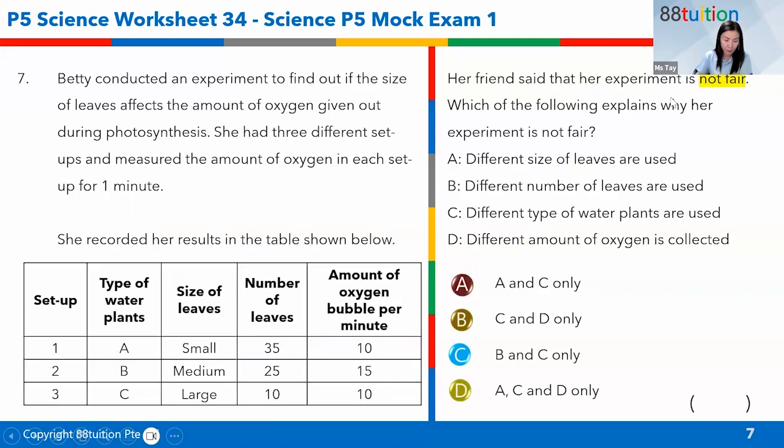Question 7. Now, Betty conducted an experiment to find out if the size of leaves affects the amount of oxygen given out during photosynthesis. She had 3 different setups. She measured the amount of oxygen in each setup for 1 minute. Okay, so her friend said the experiment is not fair. Okay, why? Why is her experiment not fair?